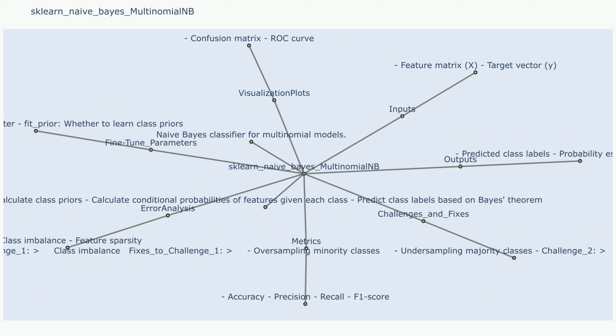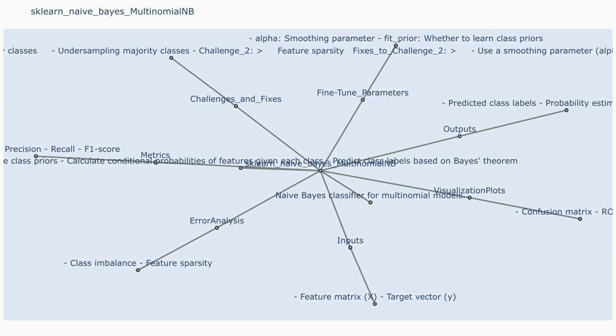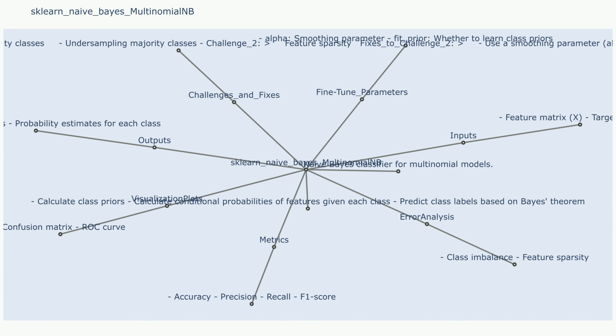Visualization plots. Confusion matrix. This plot shows the number of true positive, true negative, false positive, and false negative predictions. ROC curve. This plot shows the trade-off between true positive rate and false positive rate for different classification thresholds. Fine-tune parameters. Alpha. This parameter controls the smoothing of the probability estimates. A higher value of alpha corresponds to more smoothing, which can help to avoid overfitting.